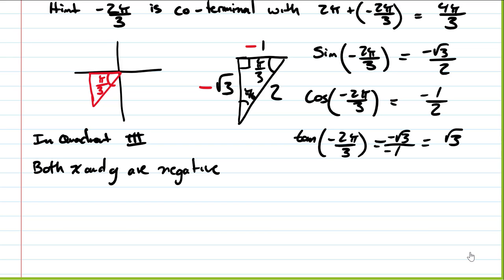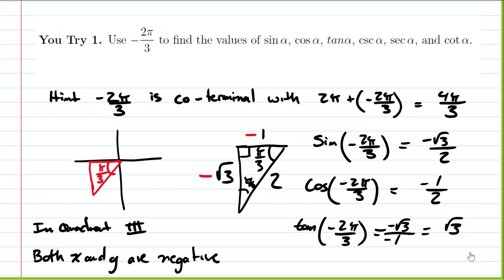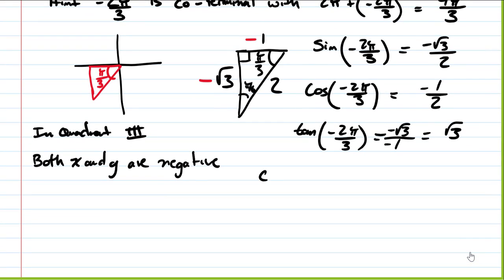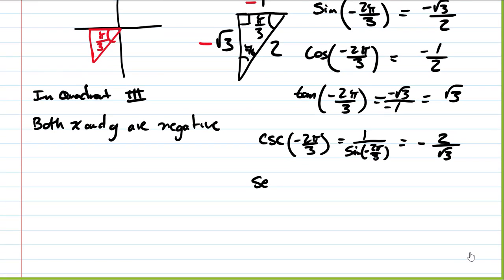The next 3 we can get from this, using the fact that they're reciprocals. So the cosecant of negative 2 pi over 3 is 1 over the sine of negative 2 pi over 3, which is just the reciprocal of what we got here. So it's negative 2 over the square root of 3. The secant of negative 2 pi over 3 is the reciprocal of cosine. So we flip over cosine and we get negative 2.